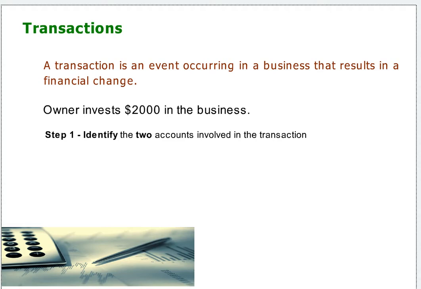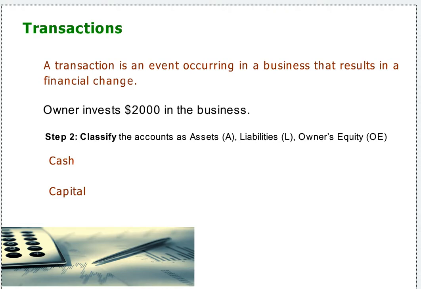Every transaction affects two or more accounts. The first step in analyzing a transaction is to decide which accounts have been affected. In this case, the accounts that are affected are cash and capital. The second step is to classify the accounts as assets, liabilities, or owner's equity.